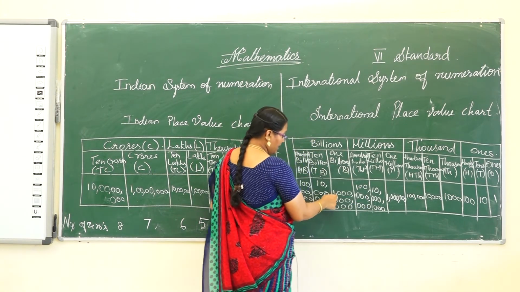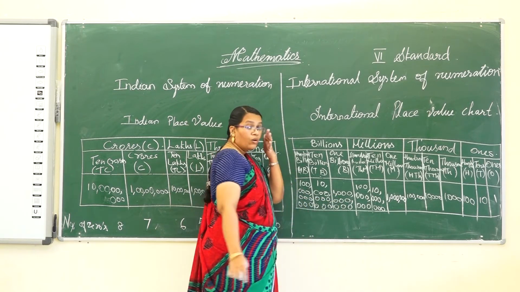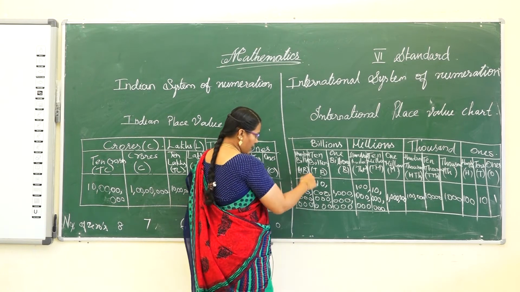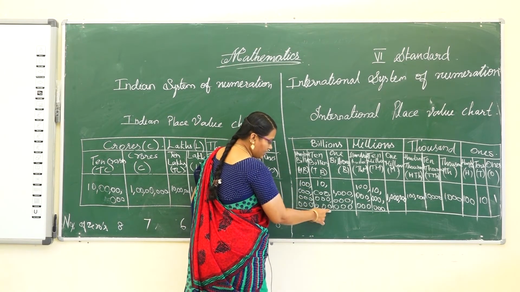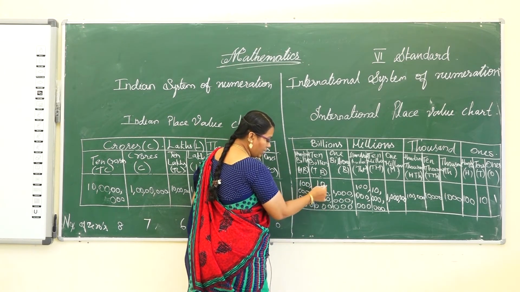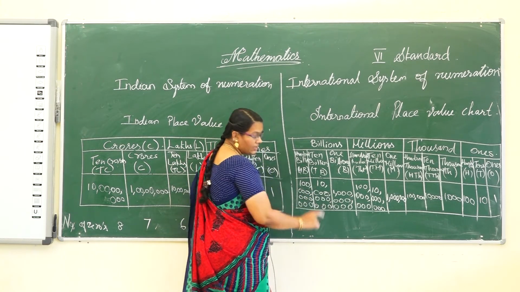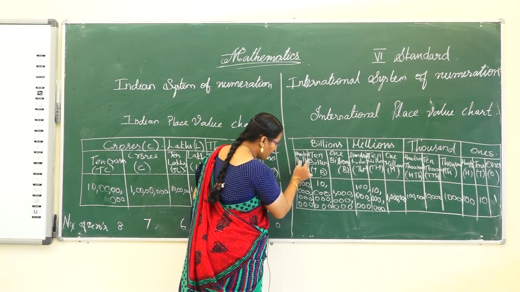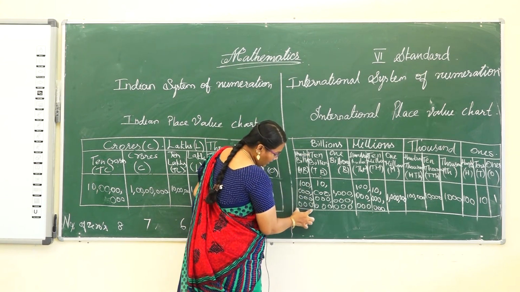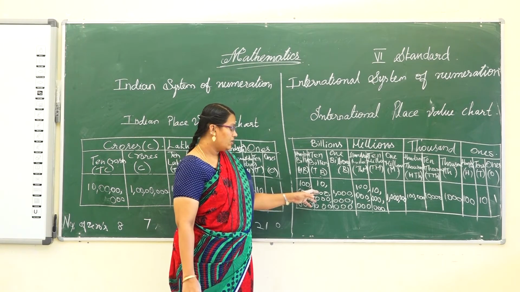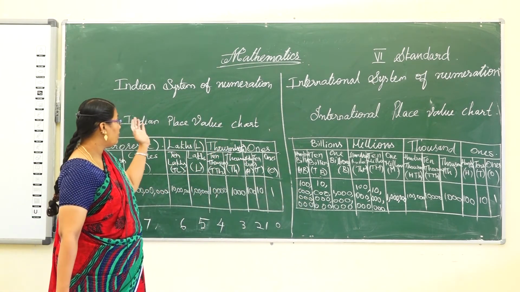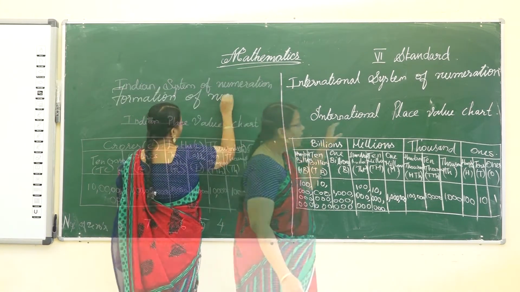1 billion has 9 zeros. Next, 10 billion: after the 10 we put the 9 zeros and we get 10 billion. And the next one is 100 billion: 100 with 9 zeros added gives 100 billion. That is the difference between the Indian place value chart and the international one.